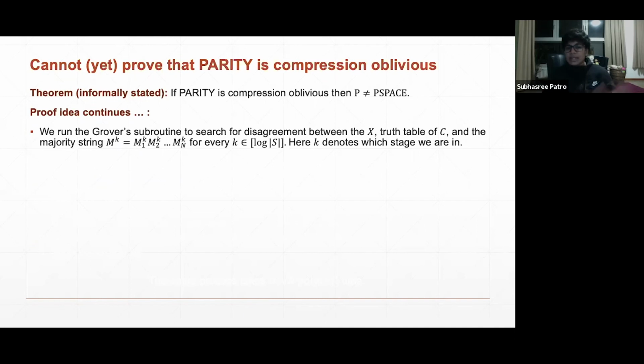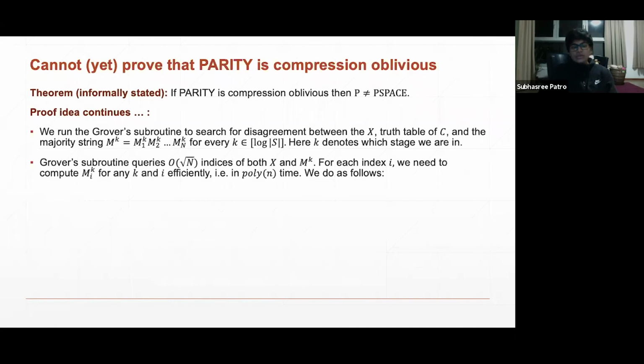But unlike the earlier case, where we were not worried about the amount of time and had enough resources to write this entire M string again and again, now we don't have that much time. We want to efficiently compute these bits under this P equals PSPACE assumption. When a Grover subroutine queries, it is going to query over root n indices, but at any point it is going to ask what is the value of x_i, and what is the value of this m_i at stage k, for any k. I'll show you that under the P equals PSPACE assumption, I can compute this m_i at any stage k in poly n amount of time.